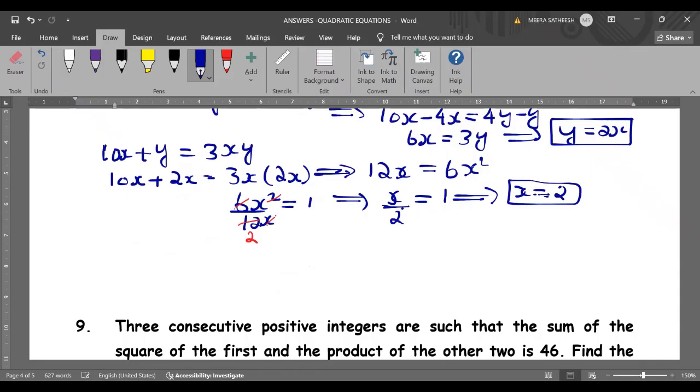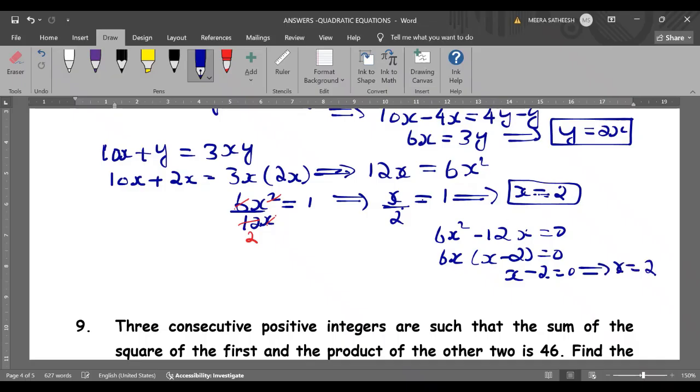Or you can do in another way also. You can write this way also. 6x square minus 12x equal to 0. So 6x into x minus 2 equal to 0. So 6x equal to 0, so x equal to 0 or x equal to 2. That way also you can do. X minus 2 equals 0, that means x equal to 2. This method also you can solve x. So x is 2. So y will be what? y equal to 2x. So 2 into 2, 4.